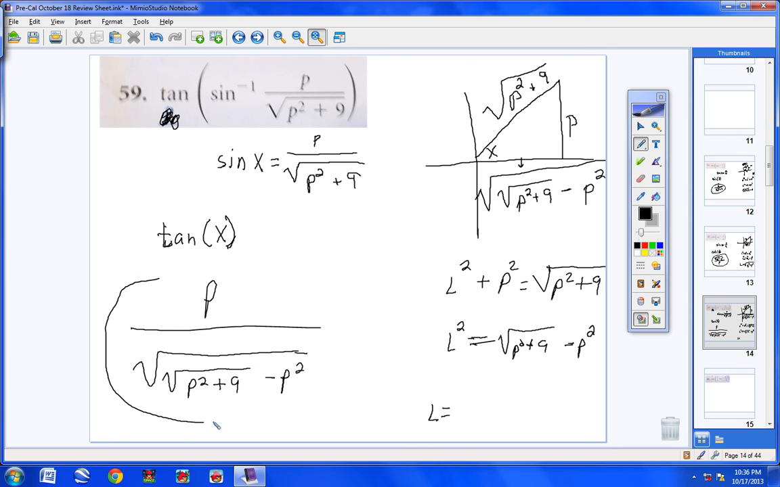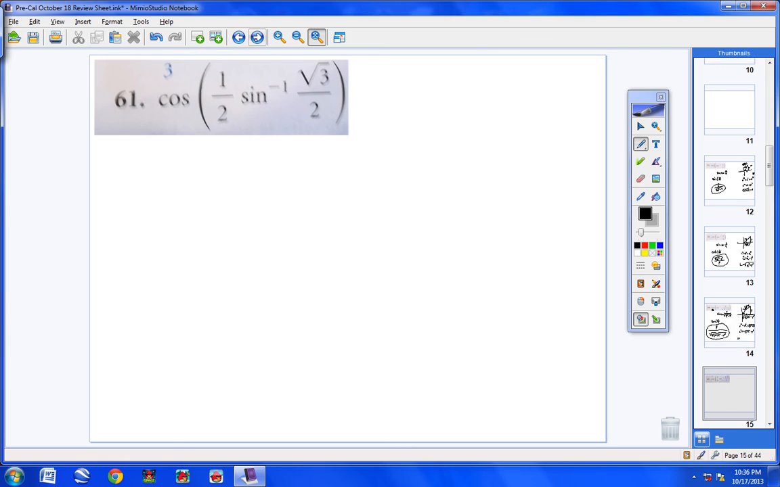The back of the book may have taken it a little further. That's totally good for what we're trying to accomplish for this problem. We're just trying to get you used to inverse trig functions, regular trig functions, etc. So totally fine. All right, number 61.